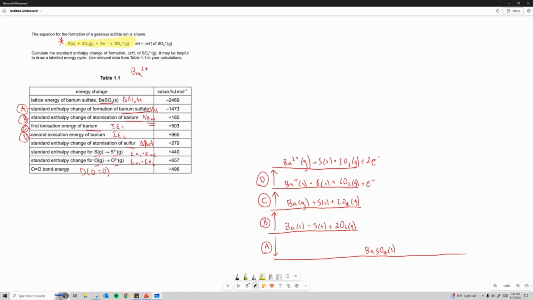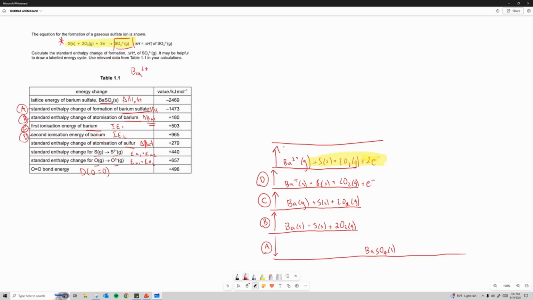If we look at this right here, we have S solid plus 2O2 gas plus 2 electrons. Where have we seen that before? S solid plus 2O2 gas plus 2 electrons. The enthalpy change that we're looking for here, the whole purpose of this problem, is the enthalpy change that changes this into the sulfate ion.